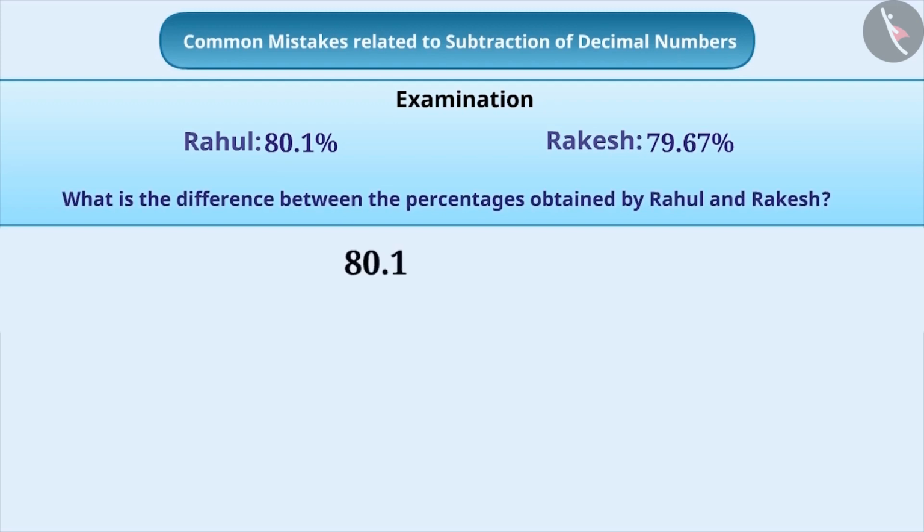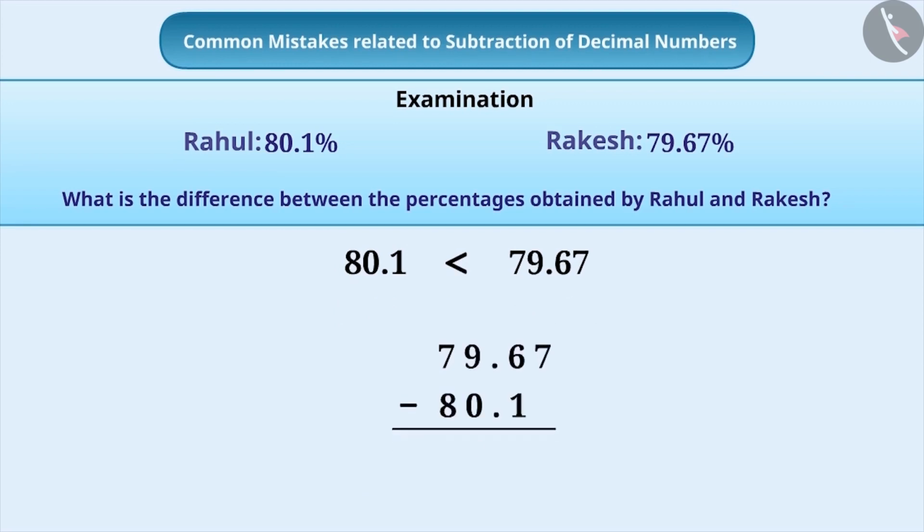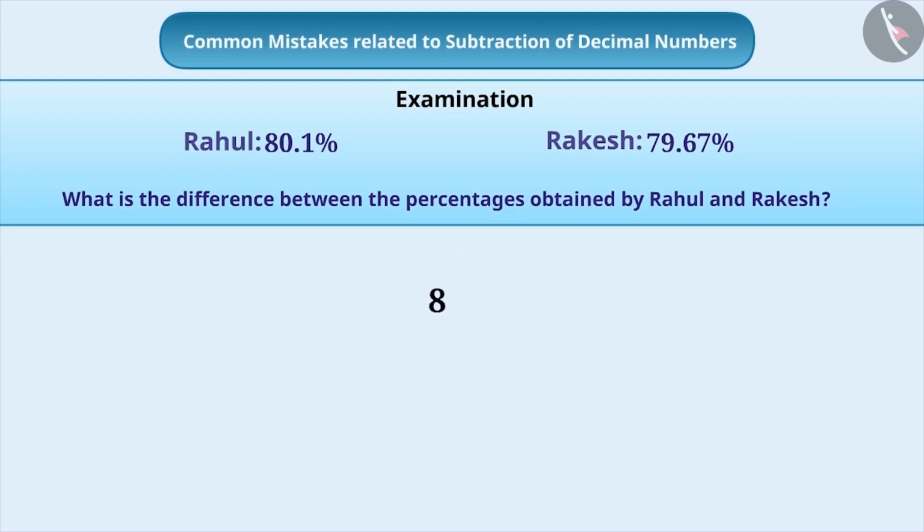To find out the difference between the percentages, we need to subtract the smaller decimal number from the bigger decimal number. Some students compare the decimal numbers in the wrong way. They think that since 79.67 has 4 digits, it is greater than 80.1. With this understanding, they try to subtract 80.1 from 79.67, which will give an incorrect answer. Some students get it right, that is, 79.67 has to be subtracted from 80.1.